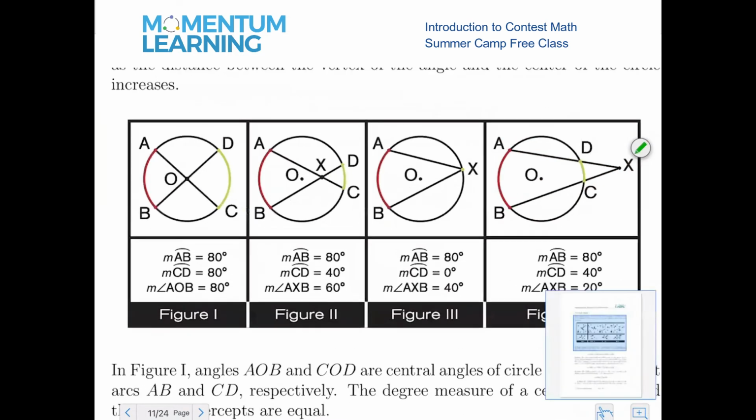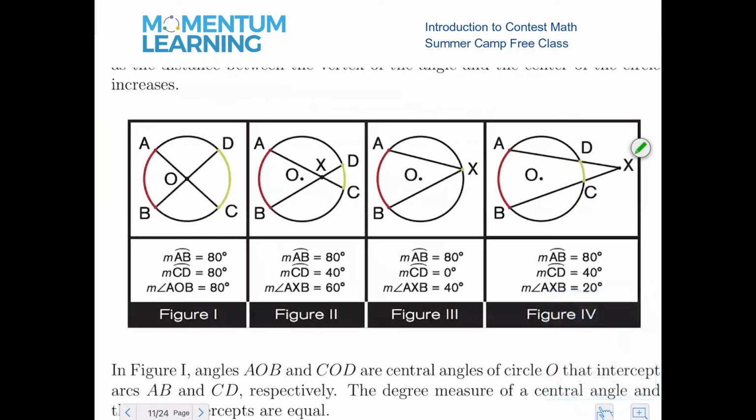Now, if I have two chords intersecting inside, let's call this angle X. Then angle X is equal to the measure of arc AB plus the measure of arc CD, divided by 2. So we are taking the average of these two arcs. Again, the chords are intersecting inside the circle.